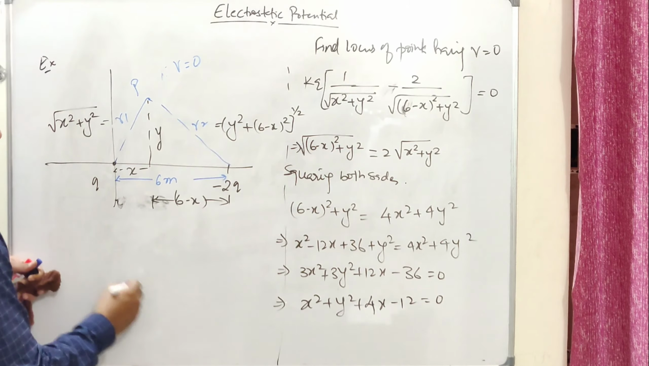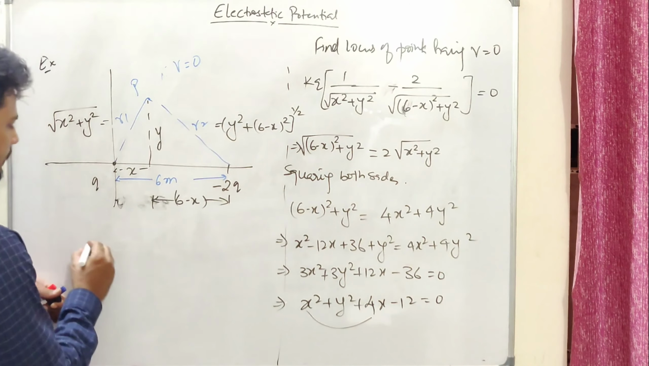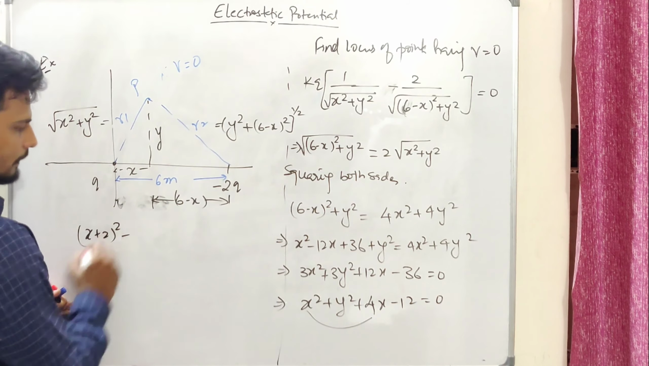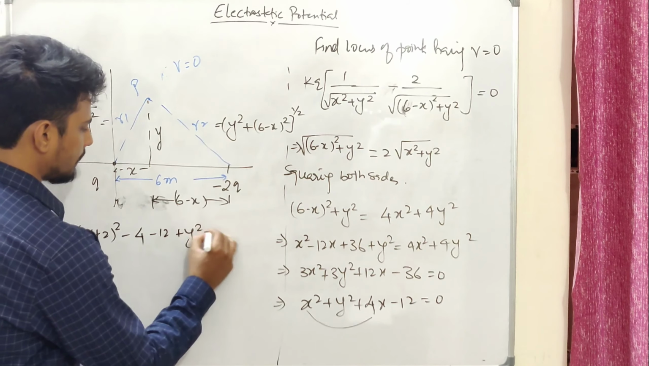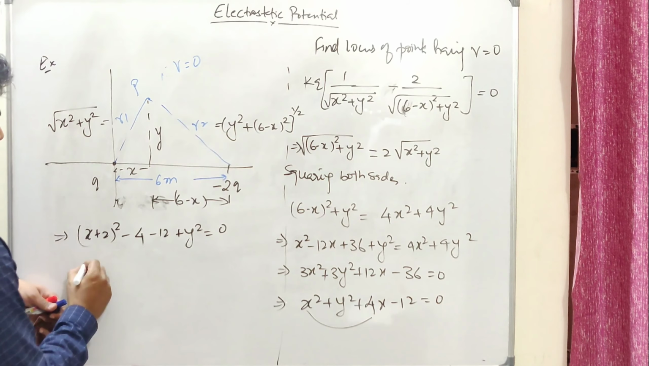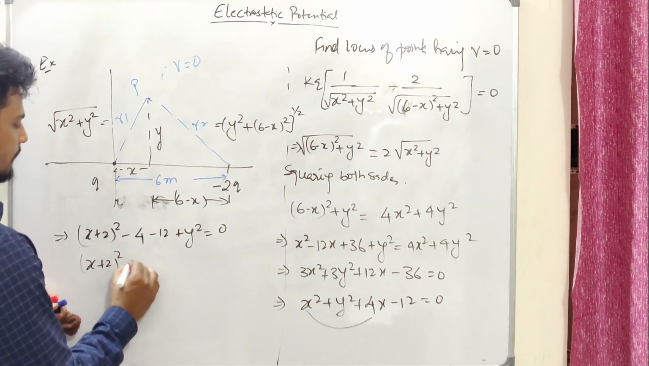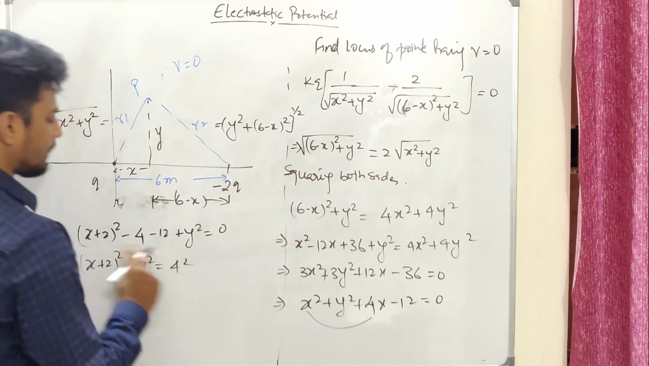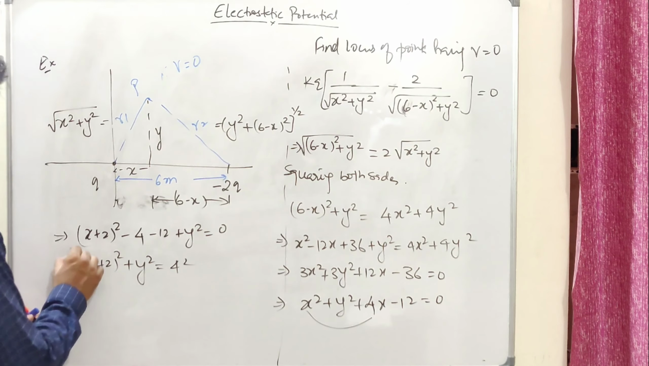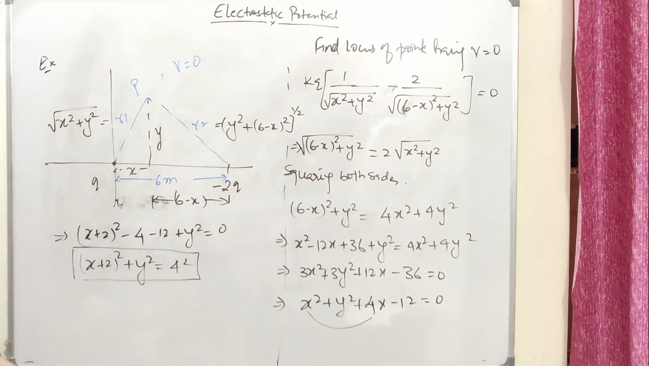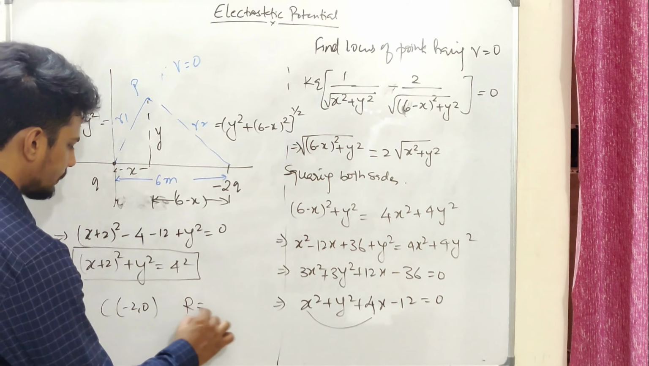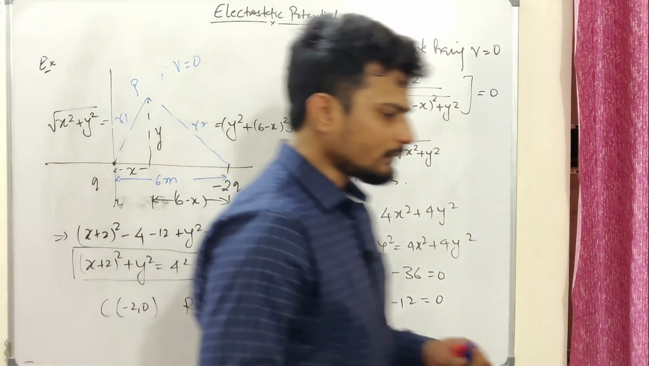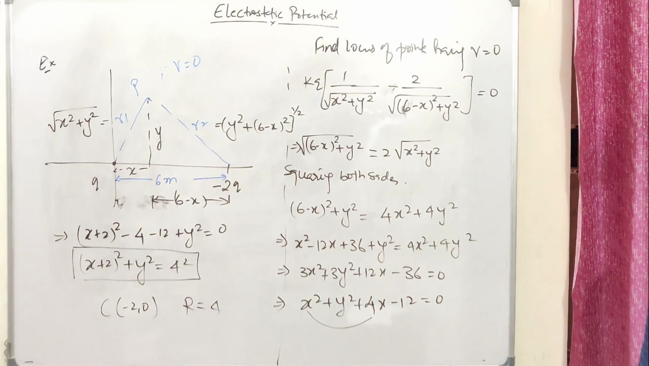Now over here, I can actually make a perfect square from these two things, right? That's going to be nothing but x plus 2 whole square minus 4 minus 12 plus y square is 0. You can see how to do the perfect square. So it's going to be x plus 2 whole square plus y square is equals to 16. Well guys, this is nothing but equation of a circle, isn't it? So the locus of the point will be a circle with the center minus 2 comma 0 and the radius equals to 4. It means I'll be having a circular track, circular path in which the potential is going to be 0 because of this charge arrangement.